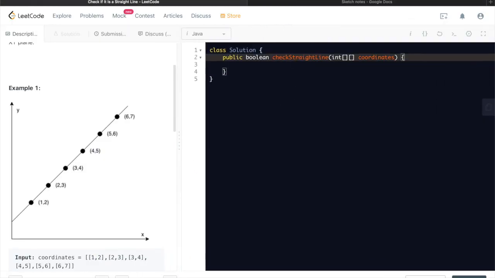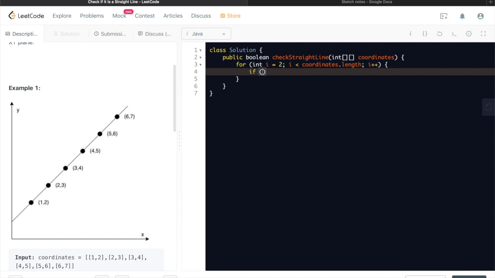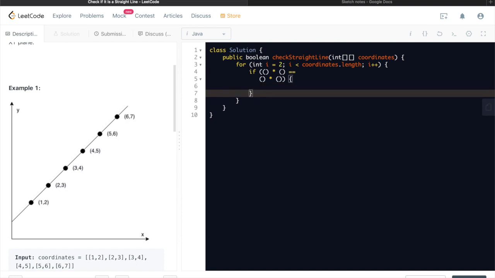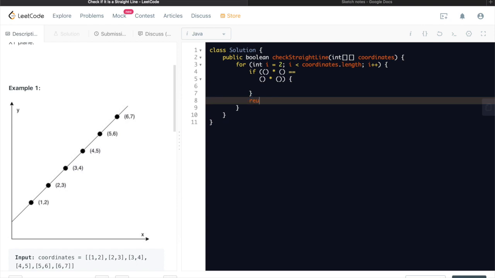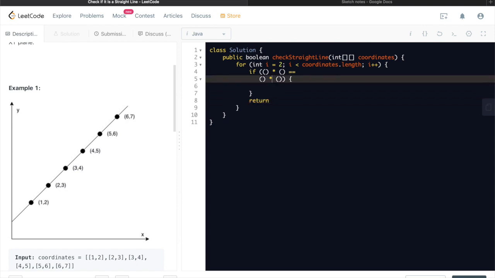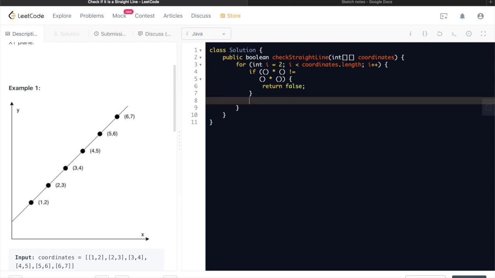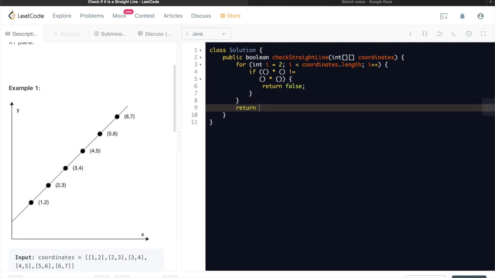Come back here, check if it's a straight line. I hope we're all on the same page still. We'll just go through every single point at this moment. We'll start from 2, because we need the first 2 points to form a straight line, to get that slope first. Coordinates, length, i++. We'll check if something times something equals something times something. I know we're not writing in an IDE or compiler, so it's easy to miss a parenthesis, so I'm just writing them out first. Return, if they are not equal, then we'll just return false. In the end, after we finish this entire for loop, we can just return true.